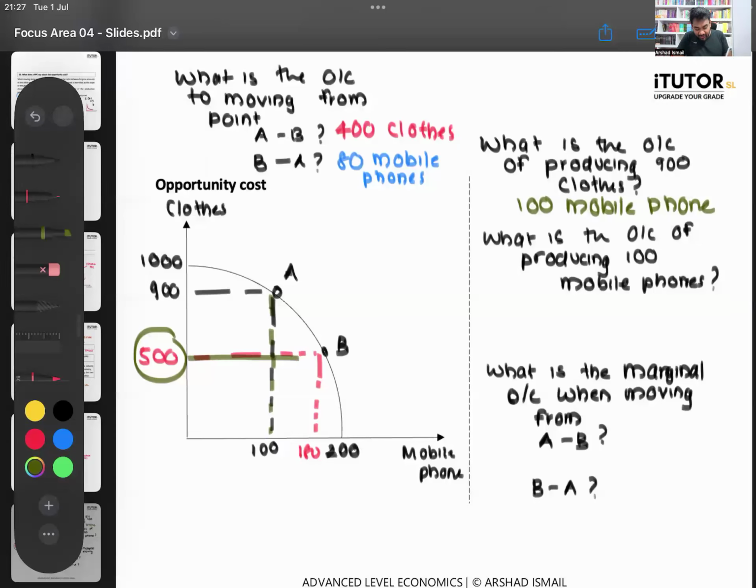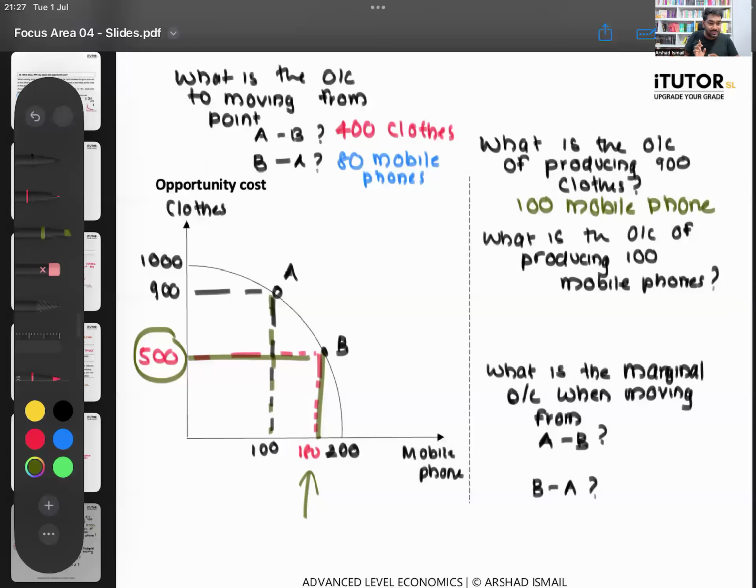Because you're producing 500 clothes, how much of phones can you produce? 180. How much of phones can't you produce? That is the opportunity cost. If the question doesn't say going from A to B, they are just asking, what is the opportunity cost of producing 500 clothes? So when producing 500 clothes, you can produce 180 phones. How much of phones can't you produce?